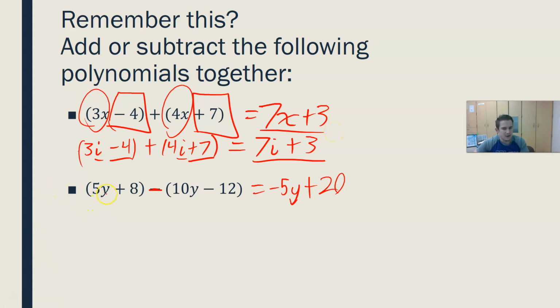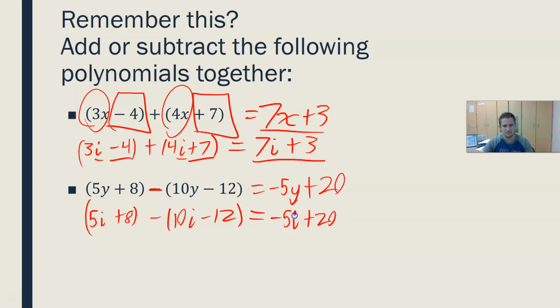So down here, if I was to replace the y's with an i, 5i plus 8 minus 10i minus 12, again, if I were to replace that and write those numbers as complex numbers instead of polynomials, I would do the same thing. So I'd end up with negative 5i plus 20. Okay?